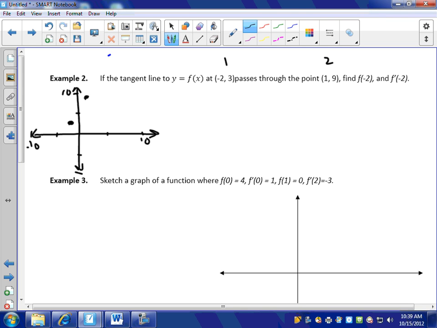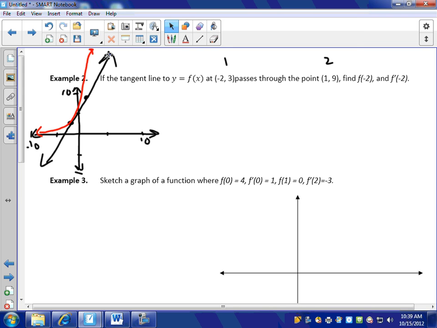So, can everybody, first of all, agree that that represents the line tangent? Where is it tangent at? Negative 2, 3. So I don't care how you want to draw your function. It doesn't really matter so long as it touches tangent at that spot. Okay? And that's just to try to give us a visual. All right?